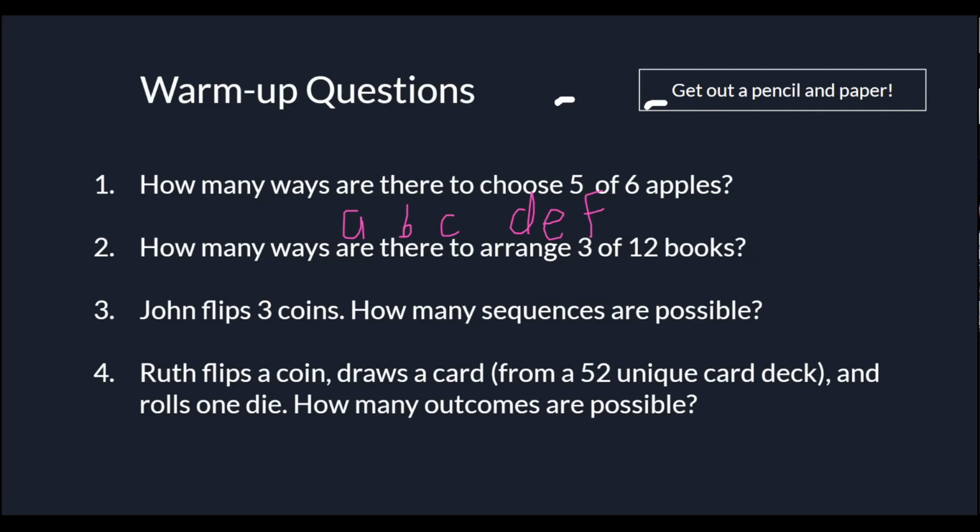Let me think. Okay, so it's going to be 6 times 5 times 4, right? You start with that because for the first apple, you have 6 choices that you can choose. For the second apple, how many choices do you have? 5. And then for the third apple, you have 4 choices. So that gives you 6 times 5 times 4.